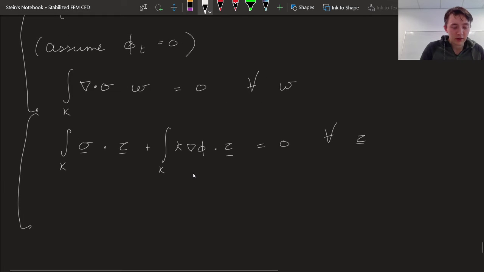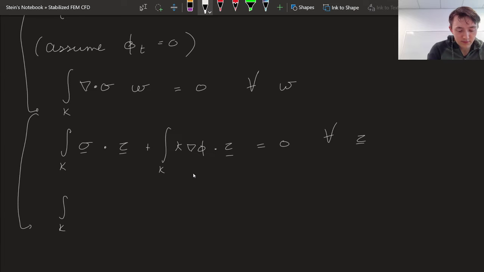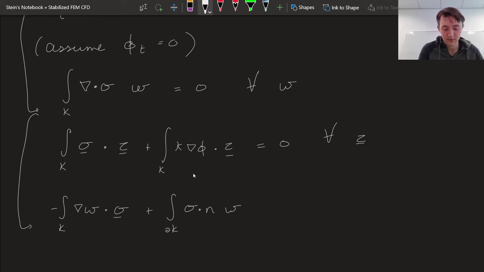So the first one is a straightforward use of the divergence theorem. We get minus the gradient of w dotted with sigma. And then we get a boundary term. And that's going to be equal to 0 still for all w. And this is before I discretize anything, right? This is the original partial differential equation. So I don't have any issues yet with discontinuities.